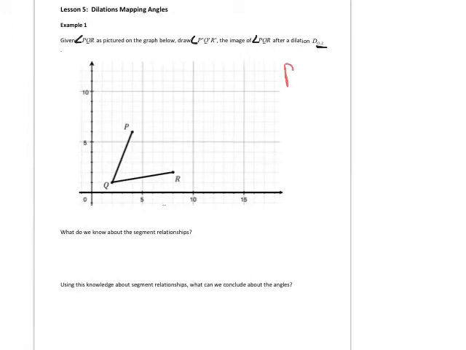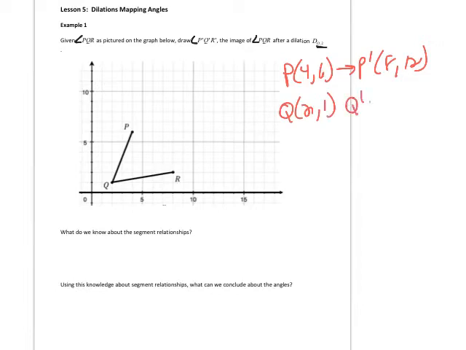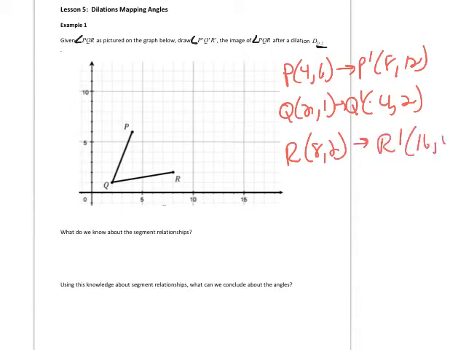My original point P is at (4, 6), so P prime is going to be at (8, 12). My original Q is at (2, 1), so Q prime is going to be at (4, 2). R is at (8, 2), so R prime is going to be at (16, 4).